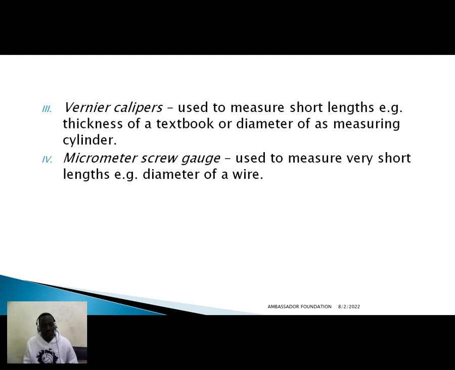Then we have the micrometer screw gauge. This one measures in millimeters, and it measures very small length. Vernier caliper measures short length. This one measures very short. Vernier calipers measure in centimeters, and the micrometer screw gauge in millimeters. So that is it. But now, vernier caliper and micrometer screw gauge, we are going to discuss in Form 2, when we will be looking at the Form 2 syllabus, measurement 2. That is when we will check in detail about vernier calipers and micrometer screw gauge.